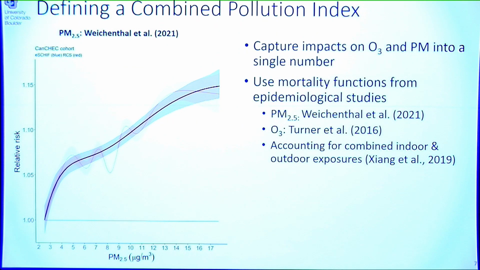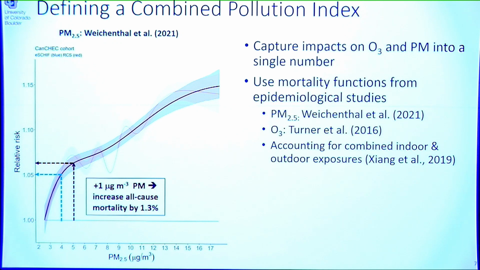Finally, we want to come up with a single number for pollution, and the most important impact is mortality. So we're going to try to see how we can combine that. So for example, this is the epidemiological function for PM2.5. And we say, okay, if we increase PM2.5 by a microgram per cubic meter at the levels that are typically indoors in the US, this is for the average in this case, then you will increase all-cause mortality by 1.3%. And for ozone, we use the study that Charlie mentioned, and he had lower numbers.